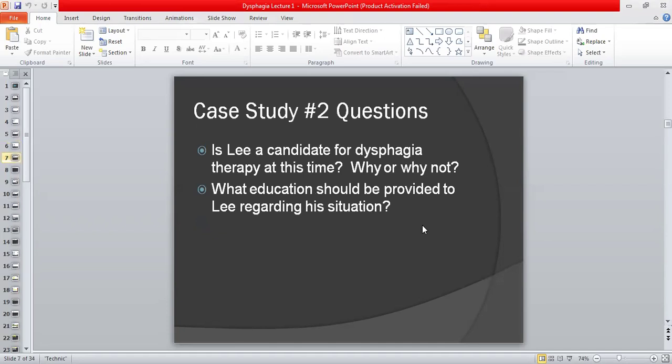Some questions: is Lee a candidate for dysphagia therapy at this time? Should we give him dysphagia therapy with his cancer and with his weakness of facial muscles and with aspiration? The answer is no, because it is certainly risky, because cancers have a growth pattern which cannot be controlled. So any attempt like this is going to affect the cancer stage. And the pain, of course.